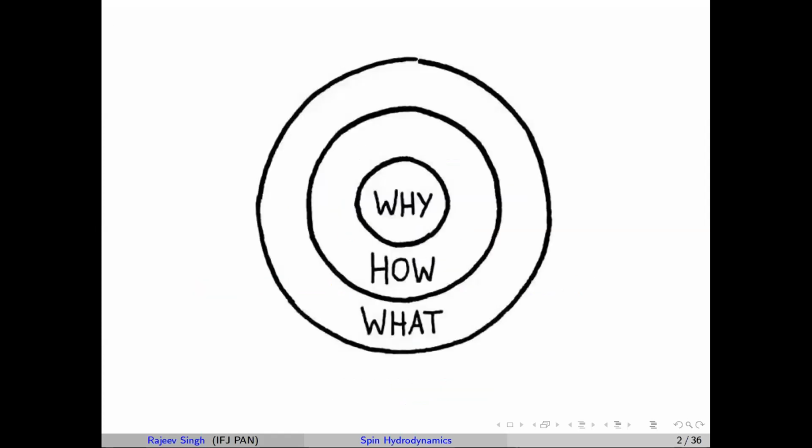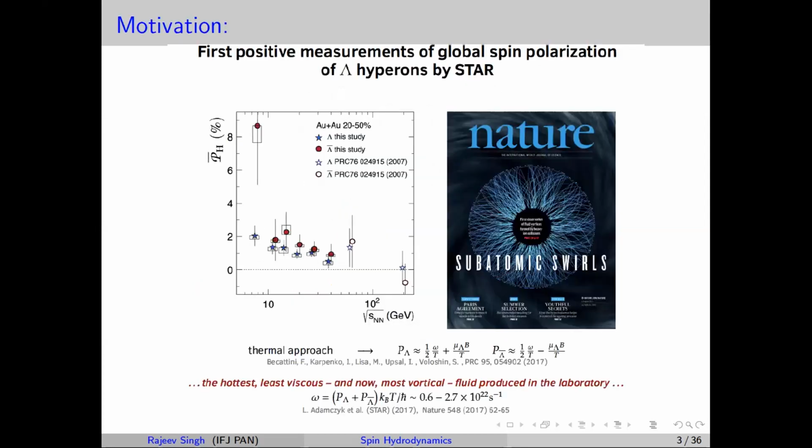I'll just give a brief overview, answering just three questions: why, how, and what. For more mathematical and technical details, we can discuss later, or we can discuss during the talk. You can interrupt me anytime you want. So first, I'll start with why. Why I'm doing this research in the first place.